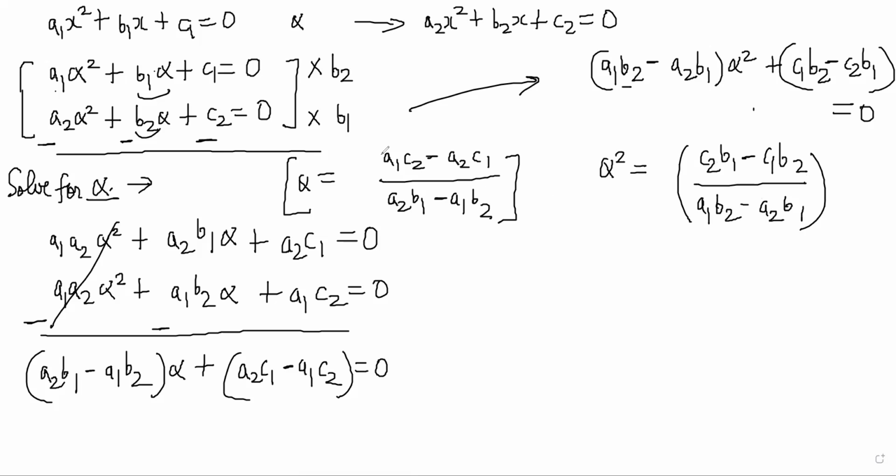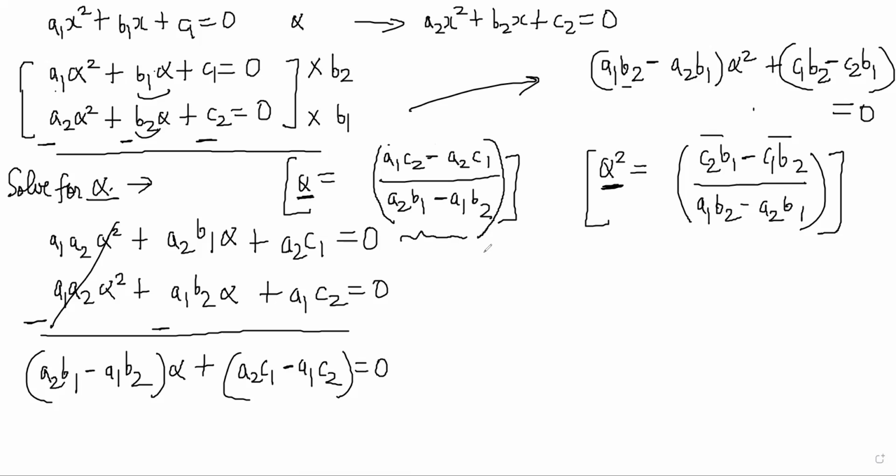Now we are almost done, because now we have two different looking relations for alpha and alpha square, right? Alpha square is coming as (C2B1 minus C1B2) by this thing, and alpha was coming as (C1A2 minus C2A1) by these terms, right?